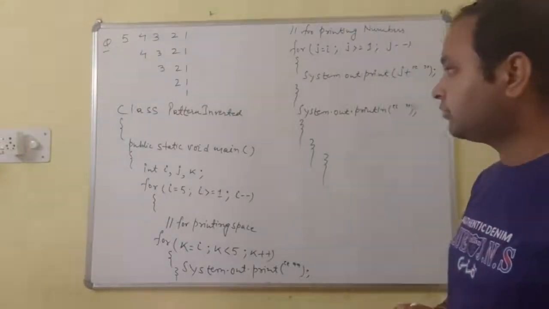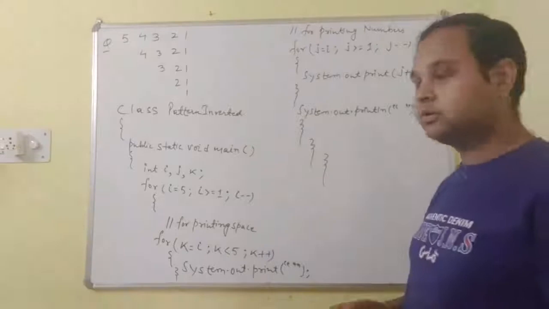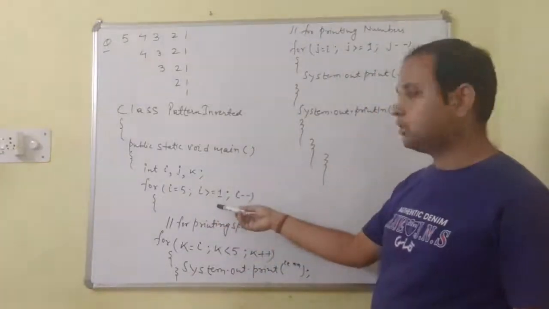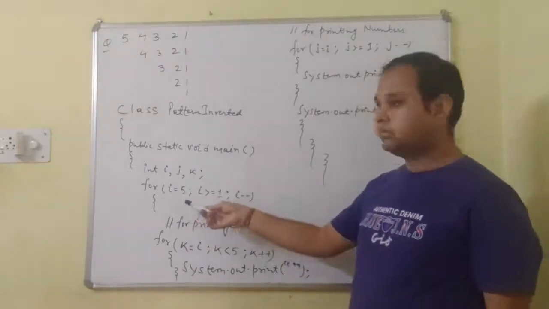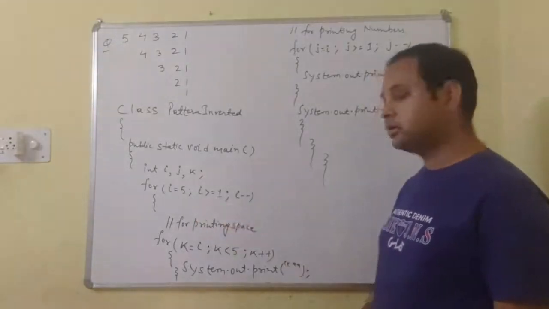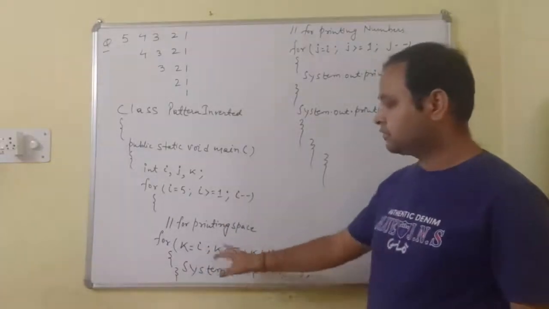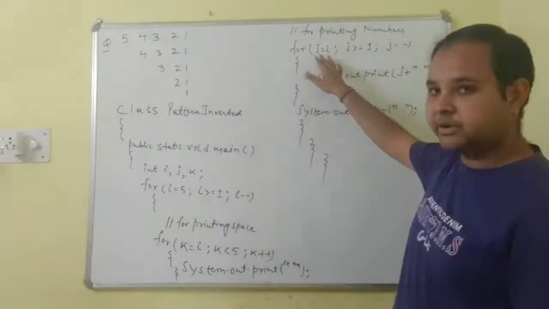So this is the required code for this pattern. Now I explain this code. We are having i equals to 5, i greater than equals to 1, i minus minus. So it starts from 5, the condition is true, it enters inside the loop. Then k equals to 5, k less than 5. Condition is false, so it will not print the space the first time.